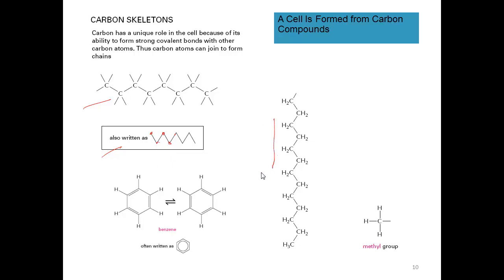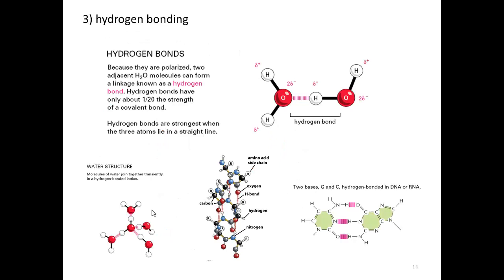This is an example of a saturated hydrocarbon, which could be the equivalent of a fatty acid tail. And molecules like benzene with double bonds have a resonance structure and are planar.